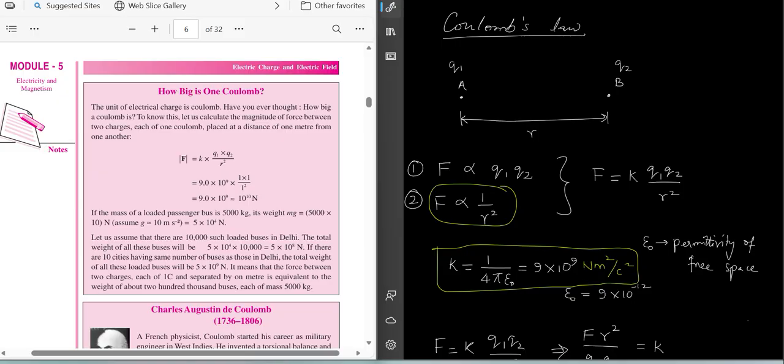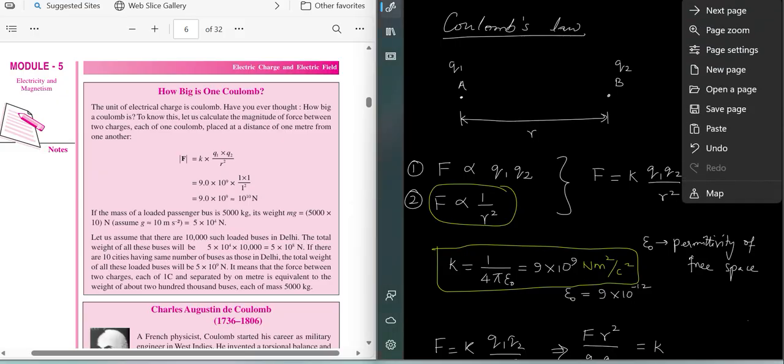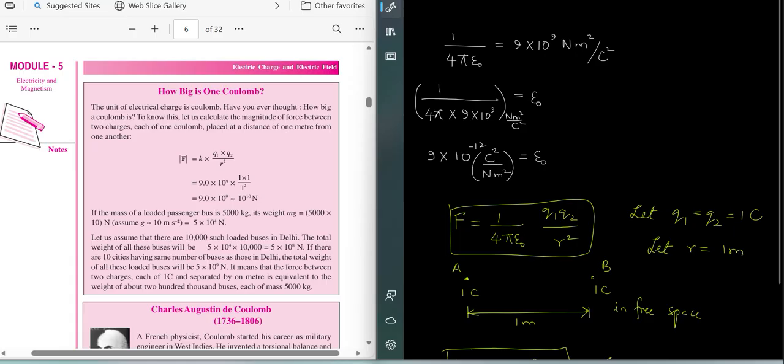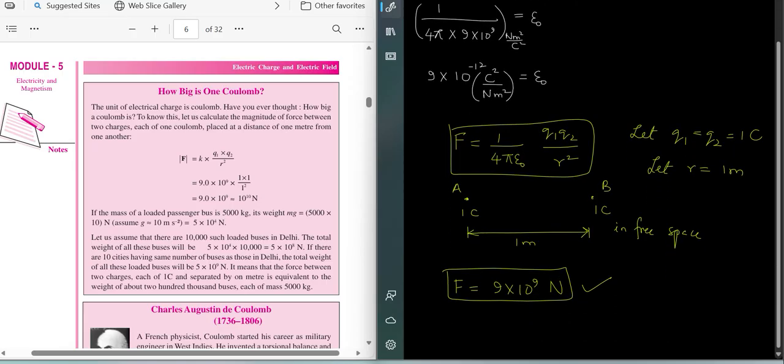Let's calculate the magnitude of force between two charges. Each charge is 1 coulomb and they are separated by 1 meter. So we found that it is 9 × 10^9 Newton, right? Which is a very big force.